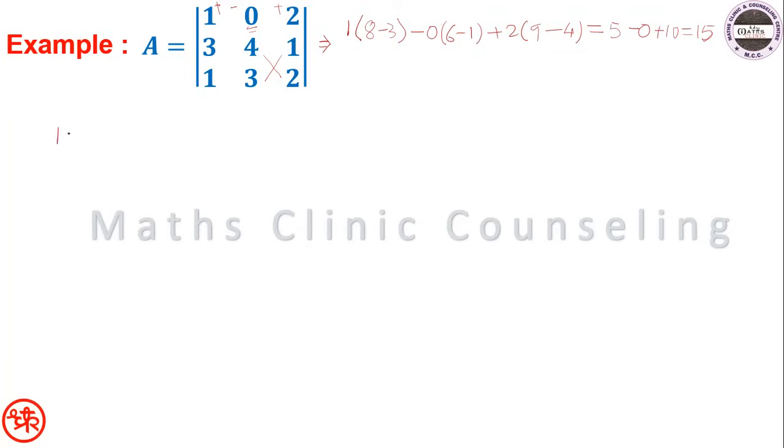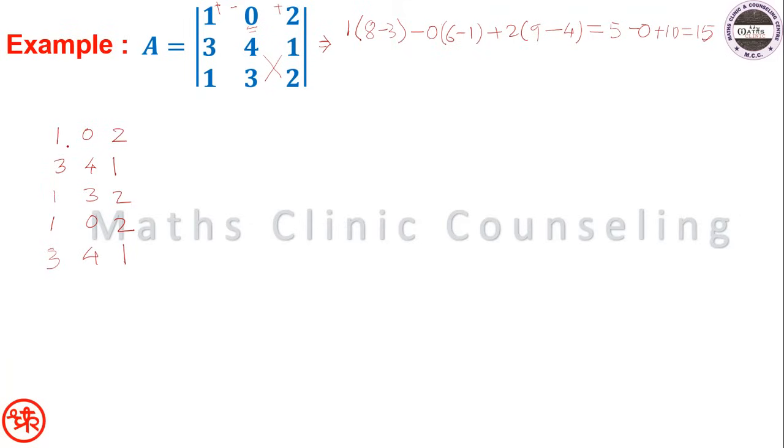How many rows are there? 3. So write 3 rows: 1, 0, 2. Then the next row 3, 4, 1. Next row 1, 3, 2. Now repeat the first two rows again: 1, 0, 2, and the next row 3, 4, 1. Is that clear?